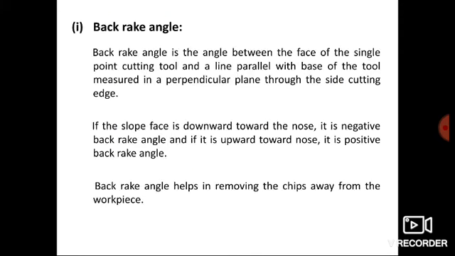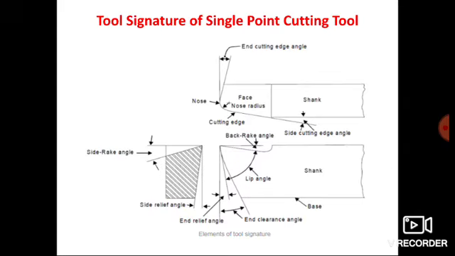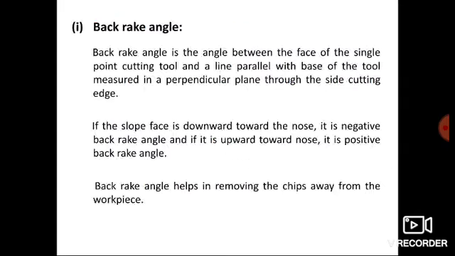Again, I am repeating the first angle, that is the back rake angle. The back rake angle is the angle between the face of the single point cutting tool and a line parallel with the base of the tool, measured in a perpendicular plane through the side cutting edge. If the slope is downward towards the nose, it is a negative back rake angle, and if the slope is upwards towards the nose, it is a positive rake angle. The role of the back rake angle is to remove the chips away from the workpiece.